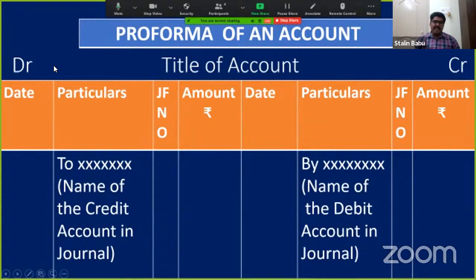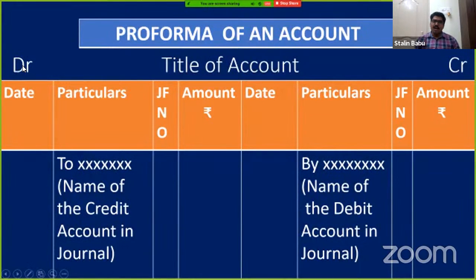On the left hand side, we write DR. This DR denotes the debit side. On the right hand side, we write CR. This CR denotes credit. So the left hand side is called the debit side and the right hand side is called the credit side. We have 4 columns in the debit side and 4 columns on the credit side: Date, particulars, JF number, amount.